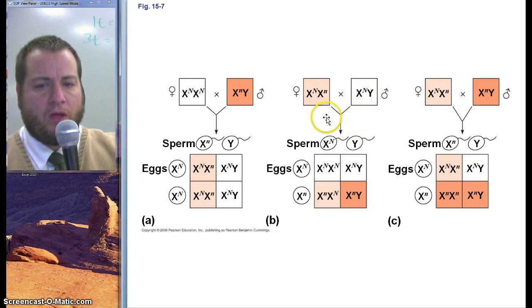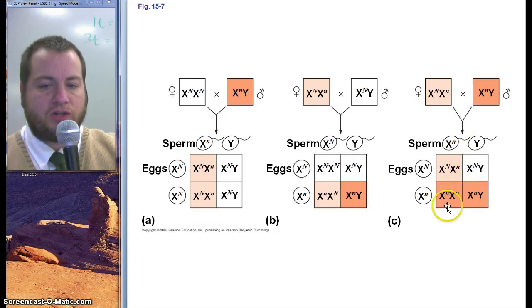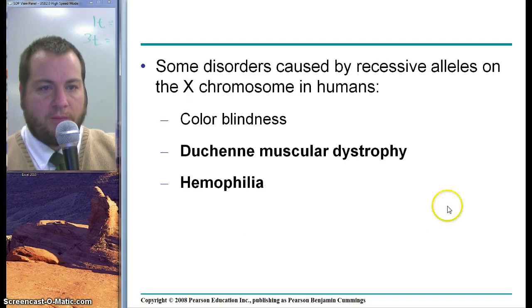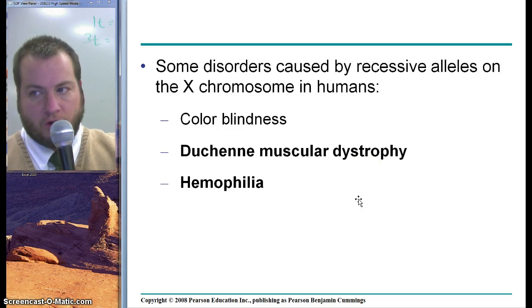And none of the female children got hemophilia, so they got the X big N from their father. If their father would have had hemophilia, then they would have been more like this chance right here to have hemophilia. And Duchenne muscular dystrophy works the same way. It's a neuromuscular degenerative disease where you get loss of muscle control because of the recessive disorder. And it's linked on the X chromosome.